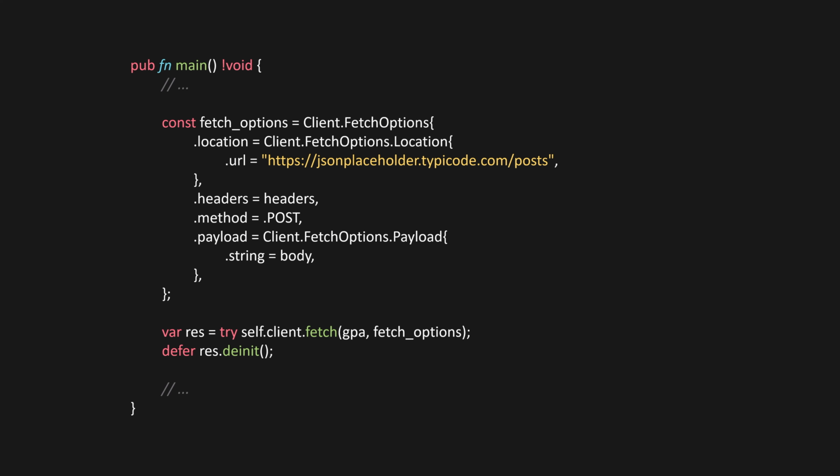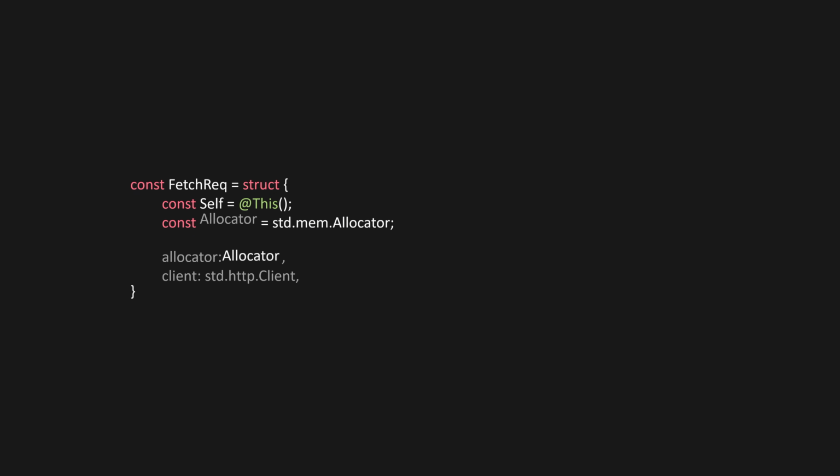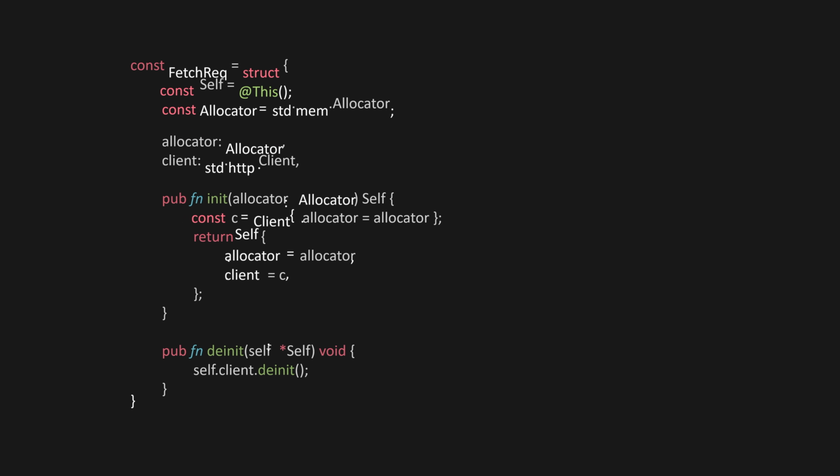To simplify our usage of fetch, let's build a simple wrapper around it, exposing get and post methods. Using the built-in function @This, let's create an internal variable called Self. This simply returns the innermost struct type. Let's also create a shorthand for the allocator type. Our fetch request struct will need two fields, one to hold the allocator and another to hold the HTTP client. With this defined, we can create an init and deinit function like so.